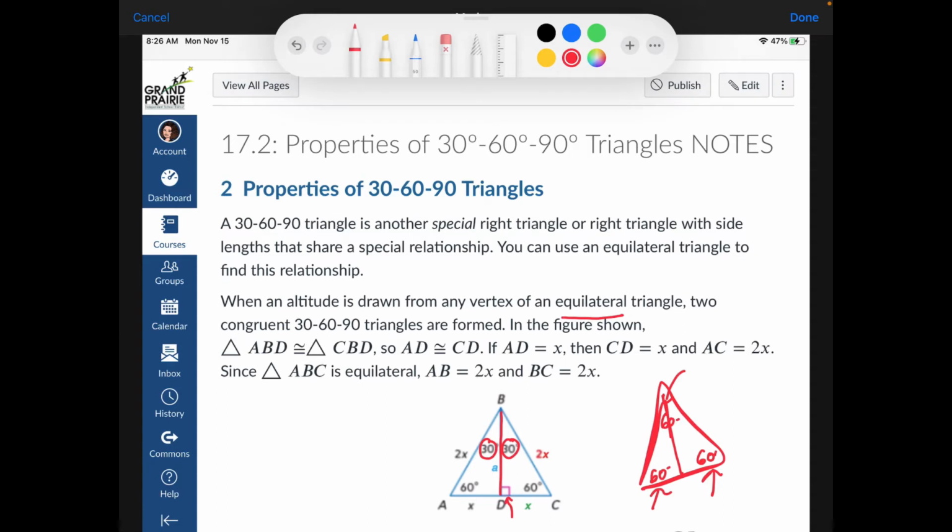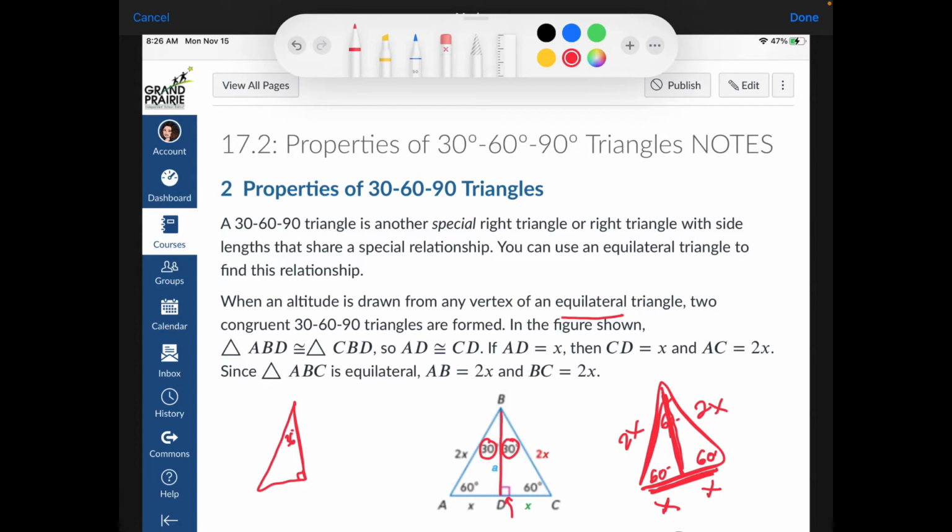And if this is the case, it creates special relationships with not just the angles, but also the side lengths. As you can see, if it's equilateral, all the sides are the same. So let's say that every side length is 2x. If we cut this part in half, then it cuts the bottom of the triangle in half, which means this part right here would be x and this would be x, because x plus x equals 2x.